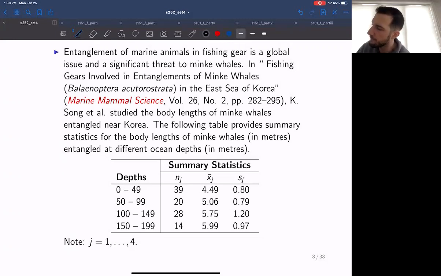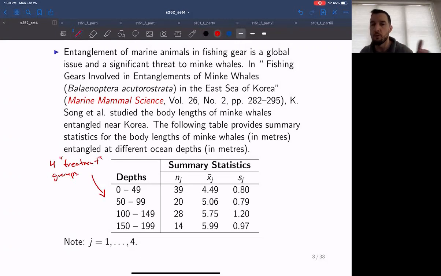So we would have here four treatment groups. These are also called levels. There's a lot of terminology that gets thrown around, but basically we have four different representations of 4 different population means.